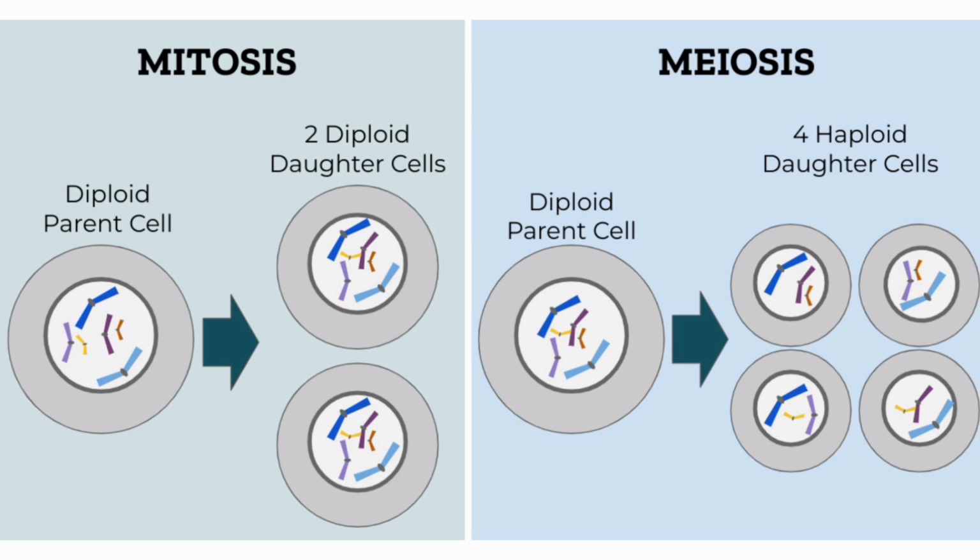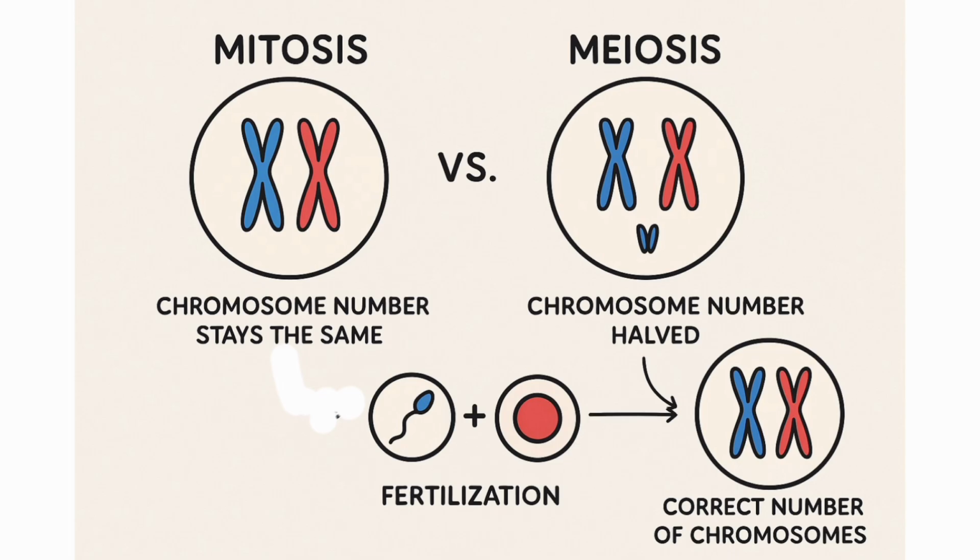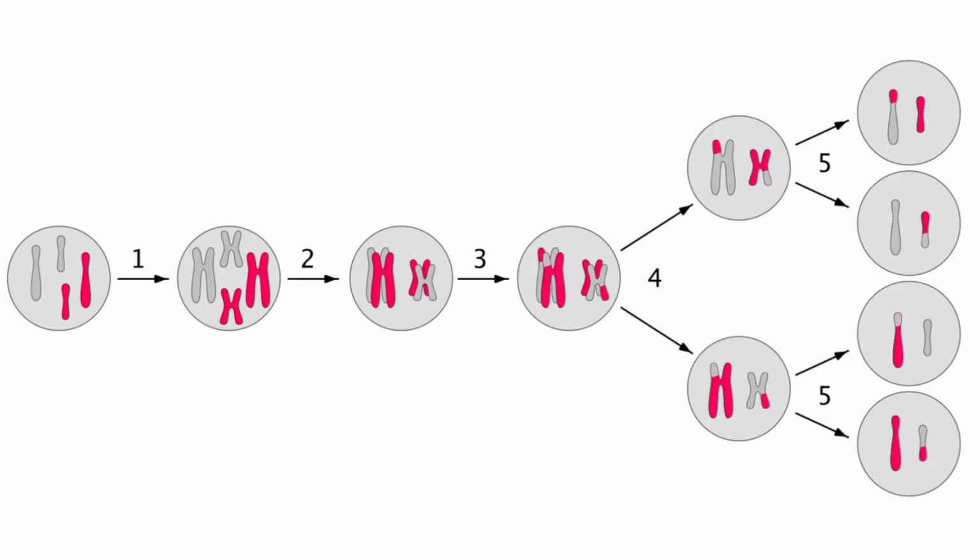Now, here's the key part. Unlike mitosis, where the number of chromosomes stays the same, meiosis cuts the number of chromosomes in half. Why? So that when the sperm and egg come together, the new life starts with the correct number of chromosomes. Also, meiosis creates variety. That's why no two siblings look exactly the same. In this video, we will explore how meiosis works and why it is so important.